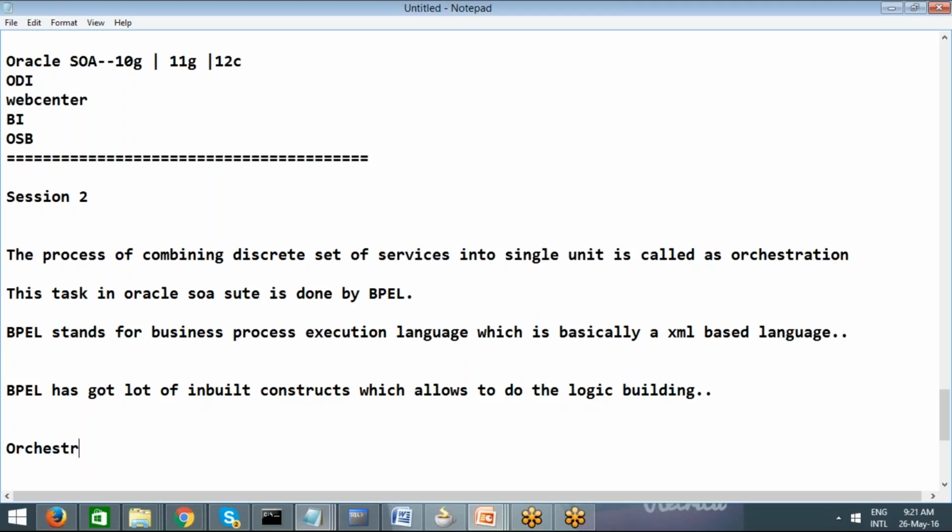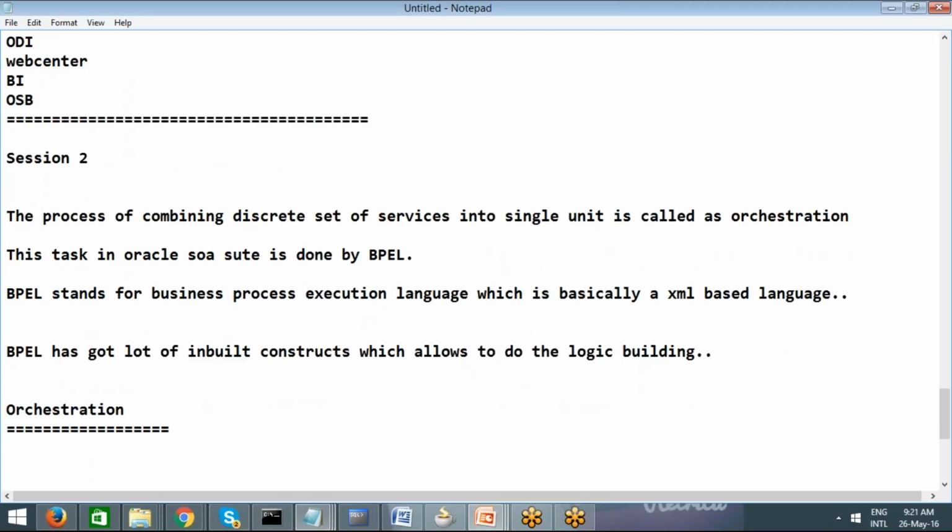the terminology orchestration very frequently. This is the terminology which goes hand in hand with BPEL. Whenever you come across BPEL, you would definitely see this terminology orchestration. So you can say the process of combining a discrete set of services into a single unit is called orchestration. And why have they specifically taken the word orchestration? The reason is that this word comes from orchestra.